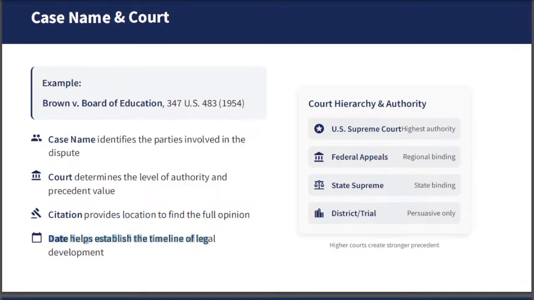here too. The date is there in parentheses. It helps establish a timeline. So when you're seeing a bunch of cases cited and you see their timeline within the brief, it helps give context to that. So let's look at the hierarchy of these citations.